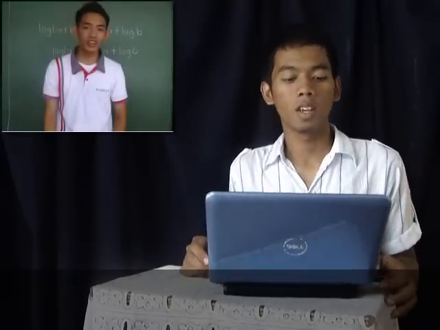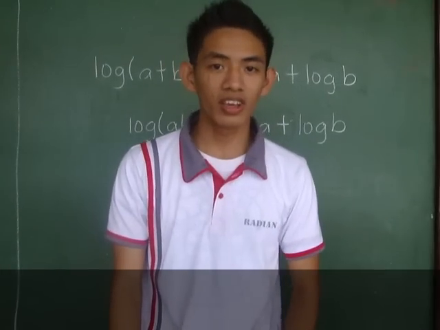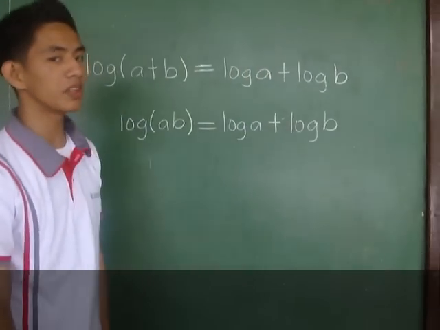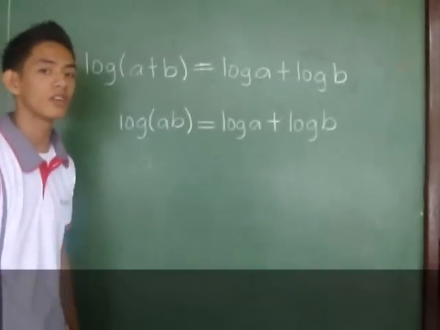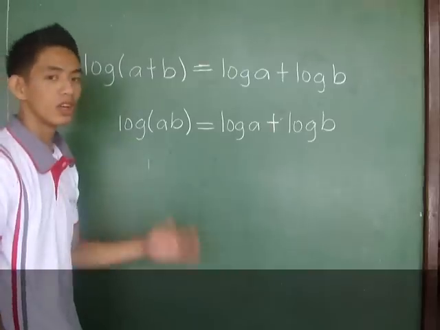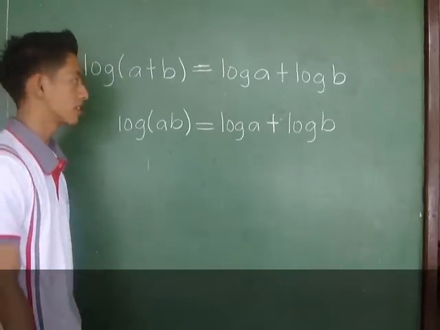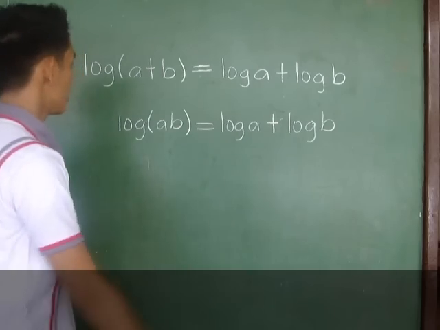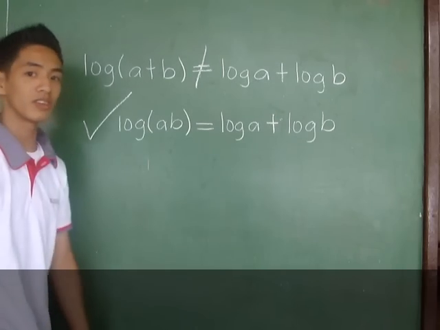Second misconception, we have about logarithms. The log of the sum ain't the sum of the log. Here's a common misconception committed by students saying that the log of a sum is equal to the sum of the logs. Actually, there is no property saying that this statement is true. The correct statement is that the sum of the logs is equal to the log of the products. Therefore, this statement is not equal, and this is the correct statement.